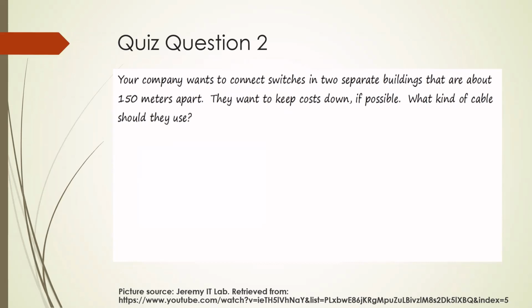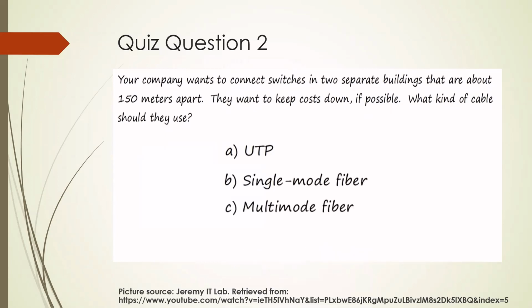Your company wants to connect switches in two separate buildings, which are about 150 meters apart. They want to keep the cost down by all possible means. What kind of cable should they use? A, a UTP cable. B, a single-mode fiber cable. C, a multi-mode fiber cable. What's your answer?